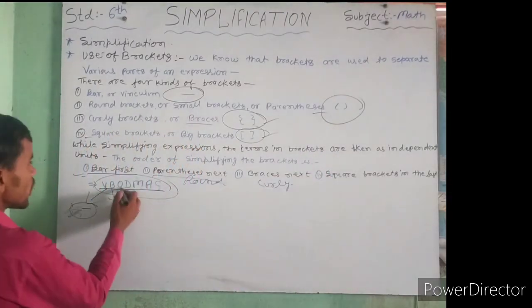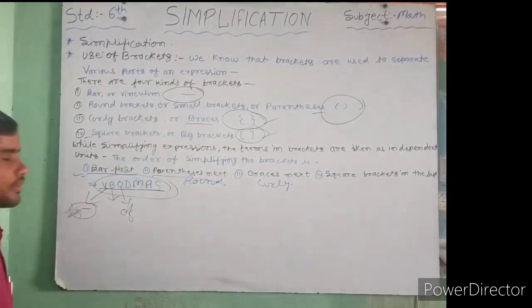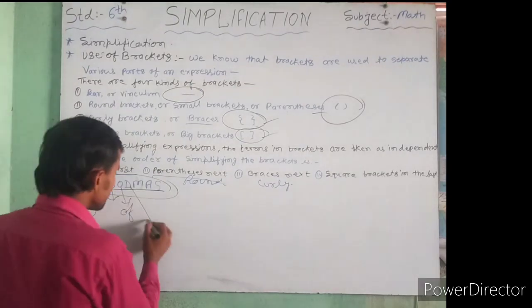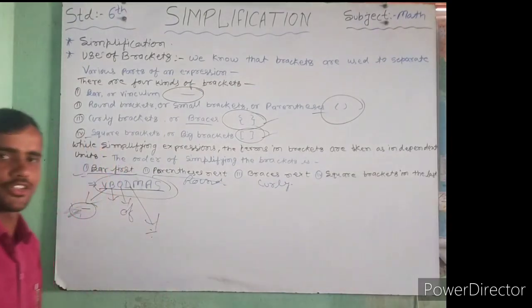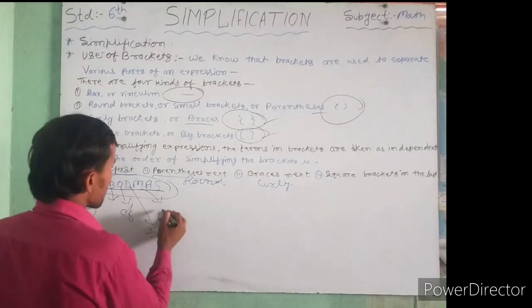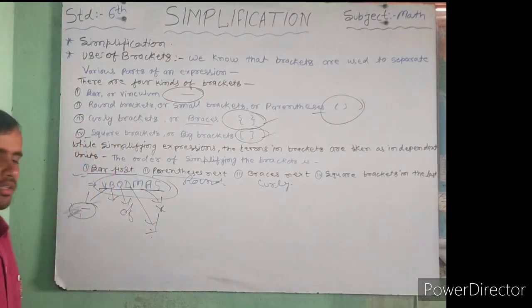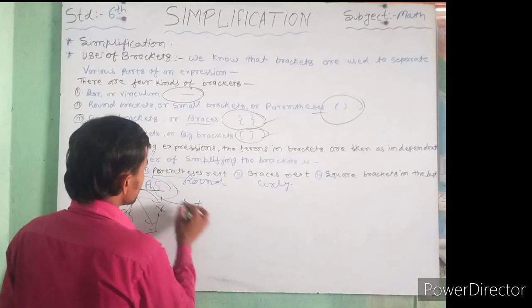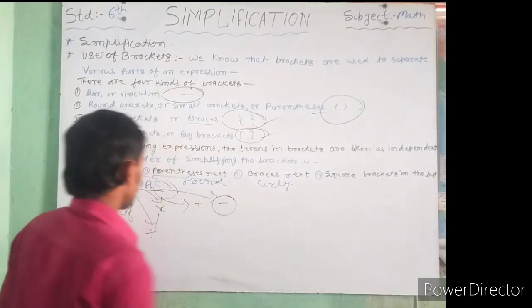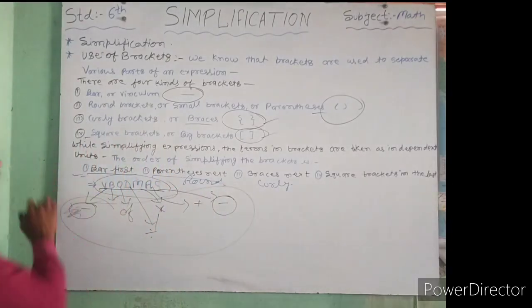Is that clear? Next here, O. O means off. Is that clear? And next here, D. D for divide. Okay. Next here, M. M for multiply. And next, A for addition and S for subtraction. And that's the form of simplification.